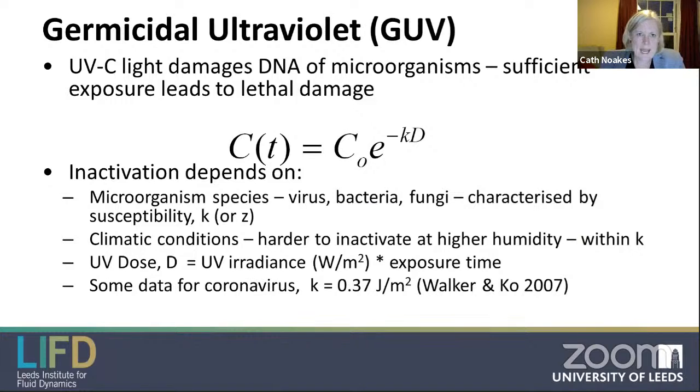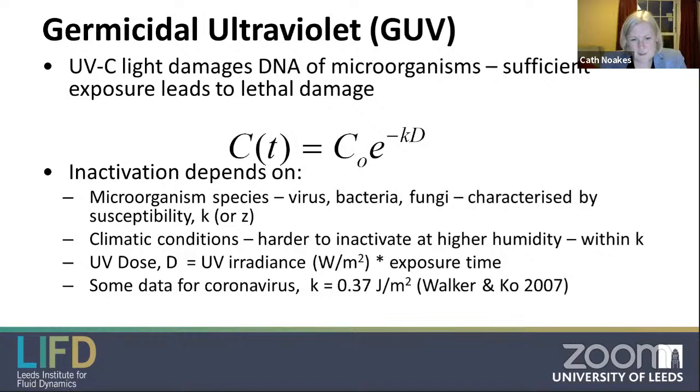The last thing I want to touch on for air is ultraviolet irradiation. So this has been recognised as a method which we can use to inactivate microorganisms in air. It's widely used for bacteria, and people have suggested that it could be effective for coronavirus. So it's basically the UV damage to the DNA of microorganisms, and it'll inactivate the microorganisms in there. How effective it is depends on the species, it depends on climate conditions, and it depends on how much UV the microorganism is exposed to.